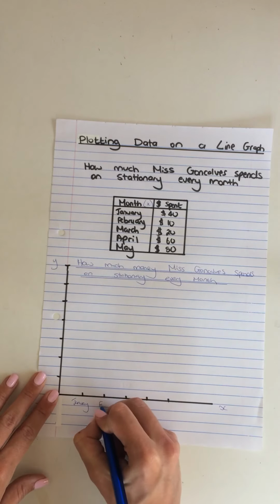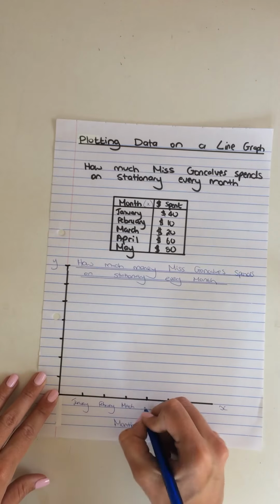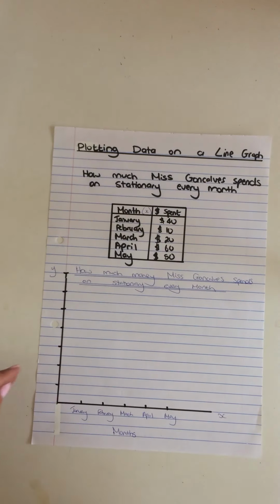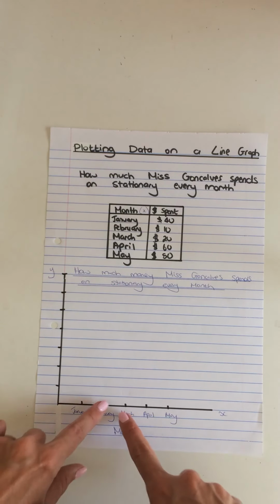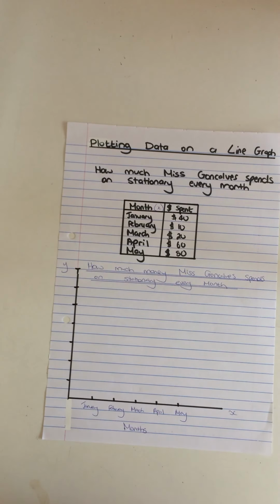The months I have are January, February, March, April, and May. Make sure that your lines at the bottom here are big enough that you can fit all the months and they're not overlapping or that you cannot see them nicely.